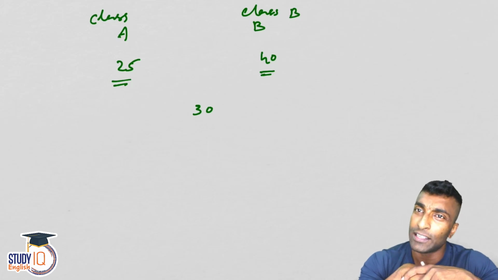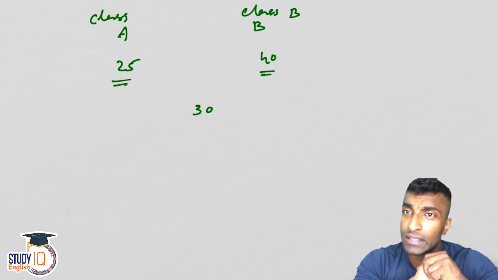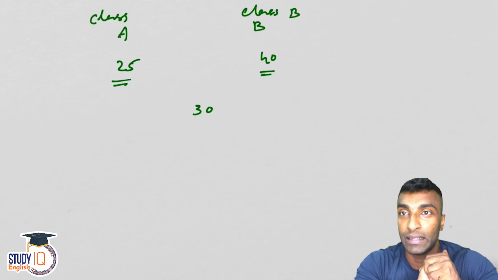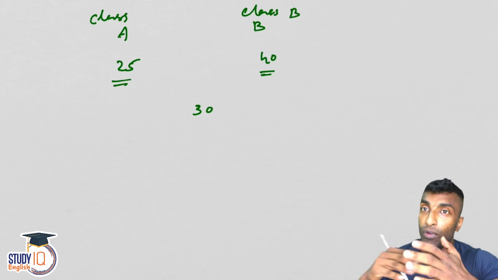Now what can they ask you with this information? Can they ask the number of students in class A? No. Can they ask the number of students in class B? No. They can ask, but can you answer it? No, you cannot determine the answer. Why? Because you will only be getting the ratio in this case. You can't find the number. And how will you get the ratio?